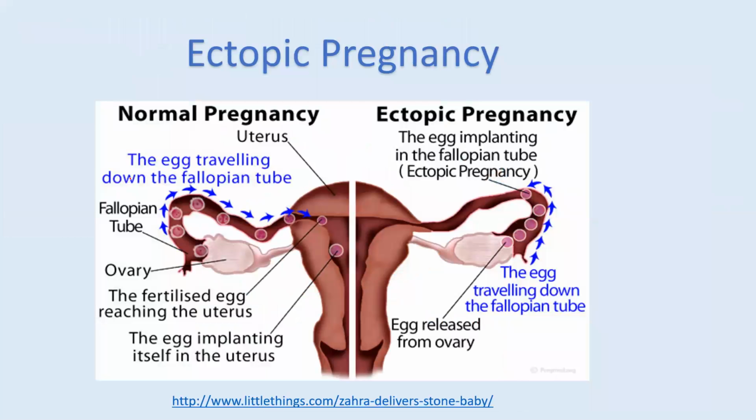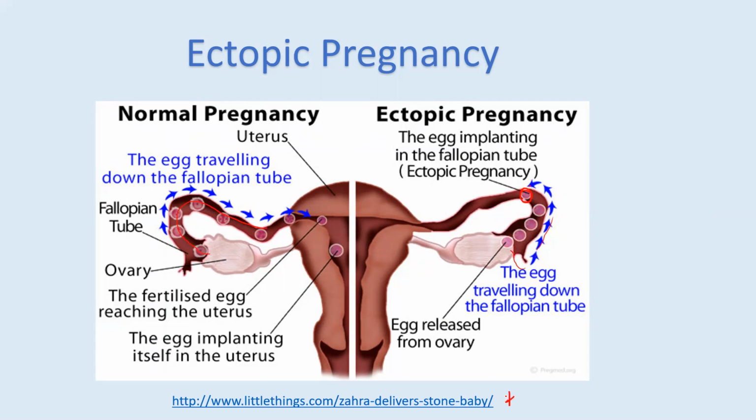And there's implantation. Now, what happens if the egg does not get swept up by the fimbriae and go down the fallopian tube? You can actually have the egg being fertilized and implanting outside of the uterus, or it can be implanting actually inside the fallopian tube itself. Okay, so the fertilized egg can implant here or outside.